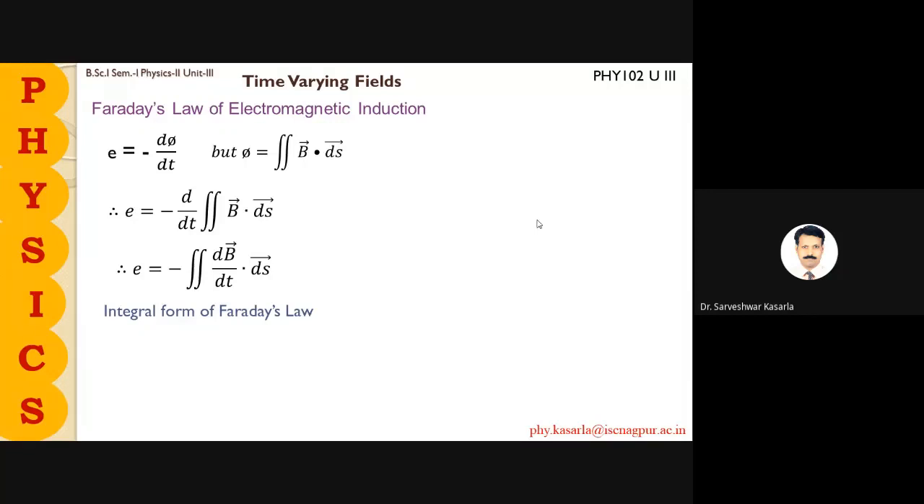Up till now you just know this equation only. This is the simplest form of electromagnetic induction. But just now we have studied that φ is equal to the double integration of B dot dS. Then if you combine these two equations, you will get this type of equation, which is Faraday's law. And this is the integral form of Faraday's law. So let us see the differential form of Faraday's law.